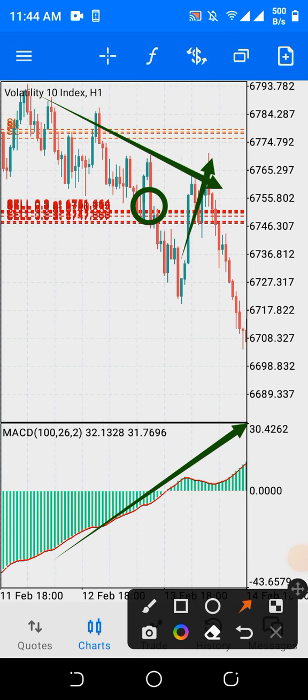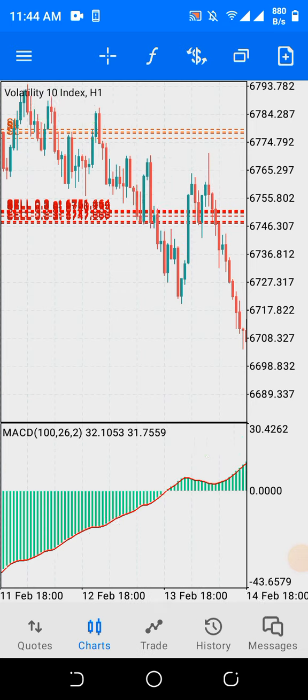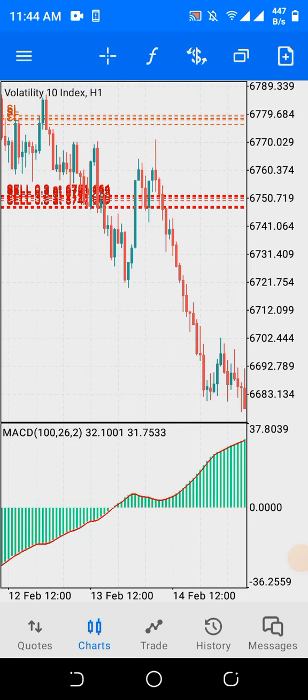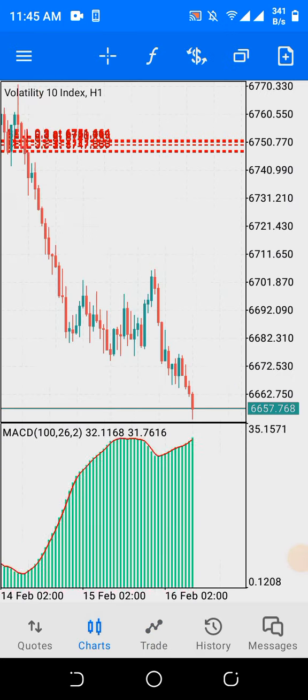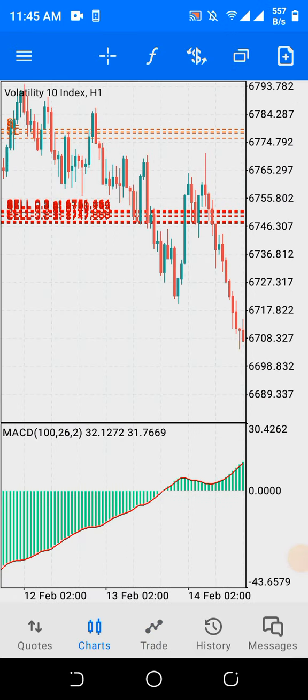Now using this concept, your entry should be here where the price bounces back on this trend line. Use this point to draw your trend line. Where the price hits back on the trend line, that's where your perfect entry should be. So this is a convergence concept. This is how to use the convergence and divergence concept to make accurate entries.